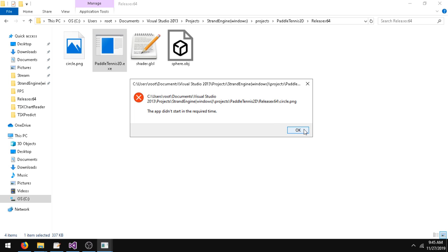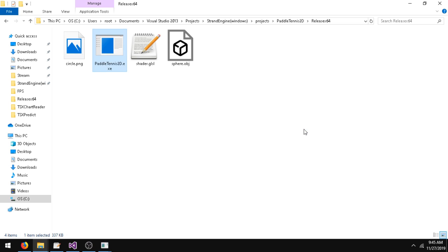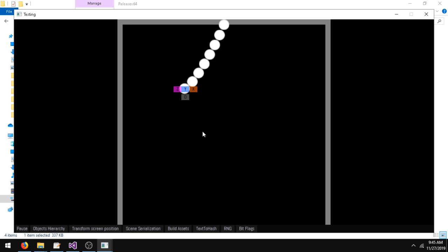Wait, circle.png, the app didn't start in the required time. What the hell was Visual Studio even trying to do there? And it's pretty sad that Visual Studio can't open an image.